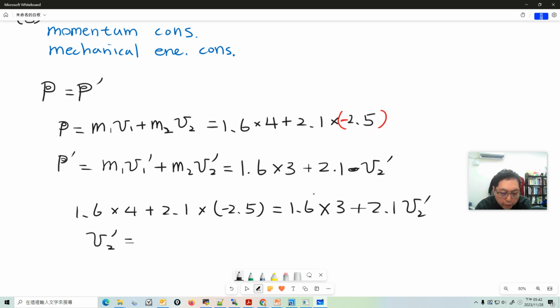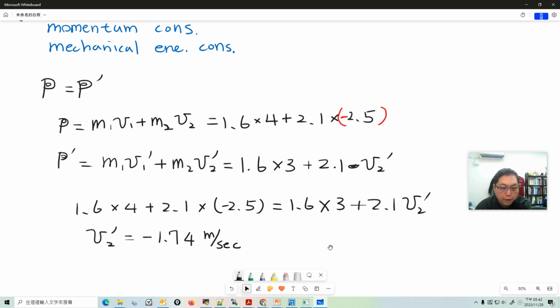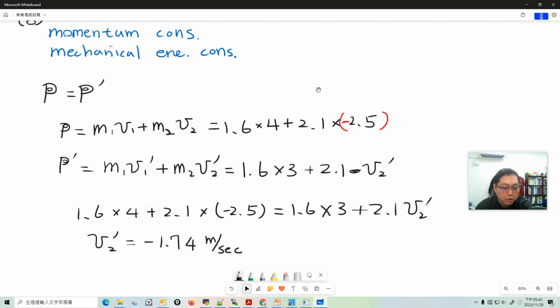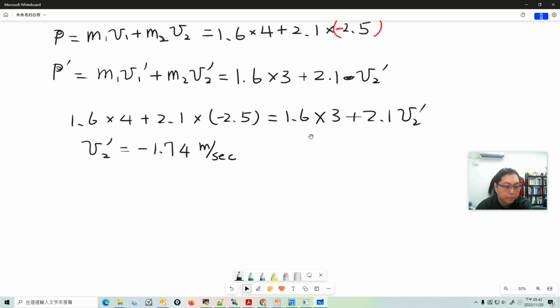Okay, you will get a value around minus 1.74, and its negative sign means also moving to the left direction. It's reasonable. So we get the velocity of V2 at this particular intermediate state. And we want to find the compression value of the spring at this intermediate state, and then we have to use mechanical energy conservation.